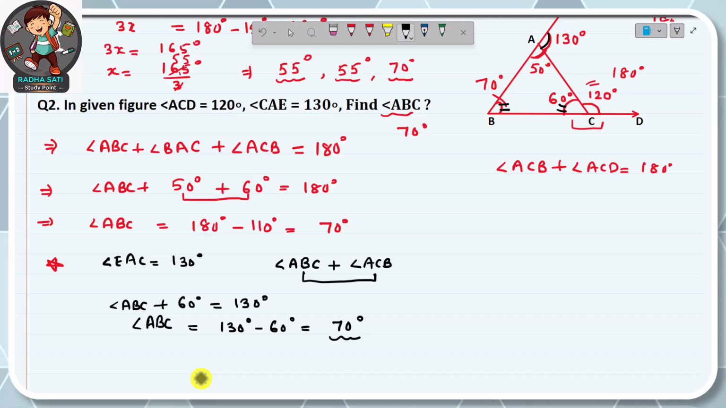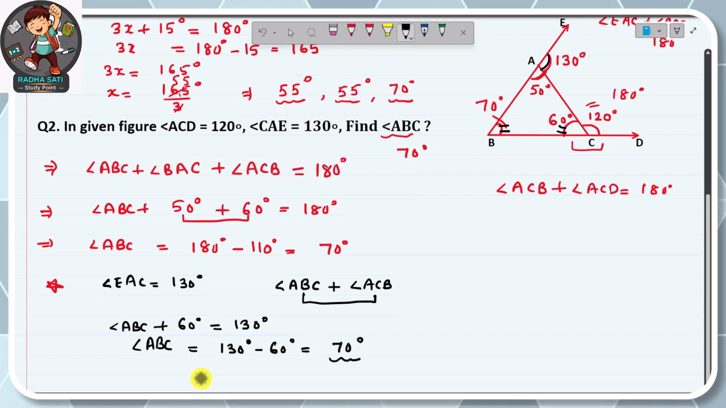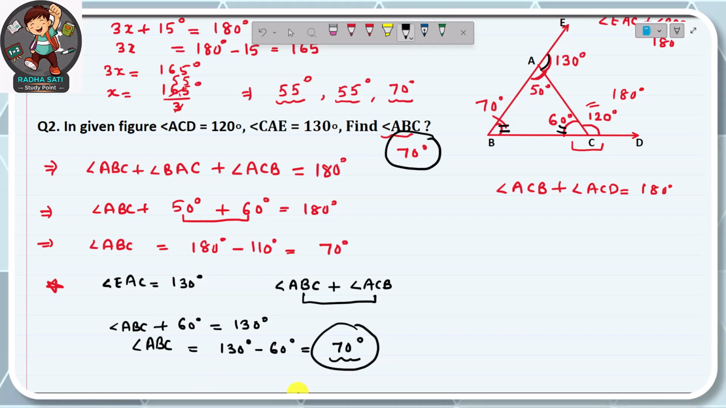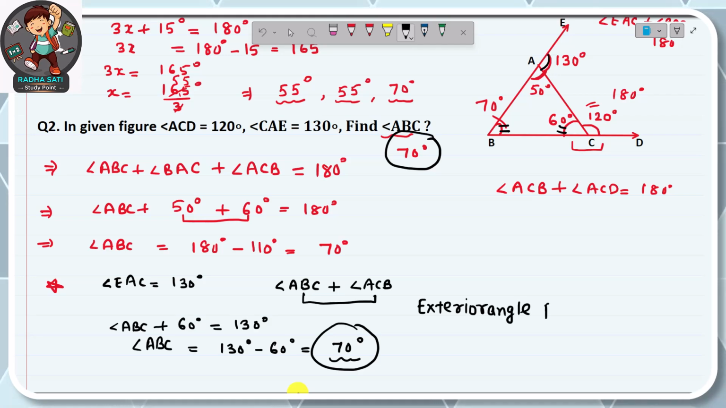So by both the ways we get the same answer. The value of angle ABC will be 70 degrees, and by using the exterior angle property also we got 70 degrees. What do we call this property? Exterior angle property of triangle. As per this property, the exterior angle of a triangle will always be equal to the sum of its two interior opposite angles.